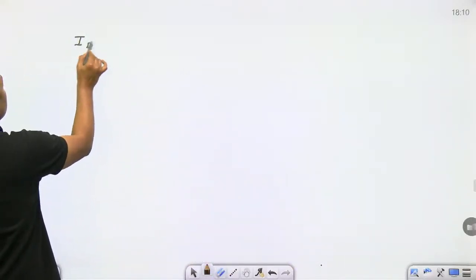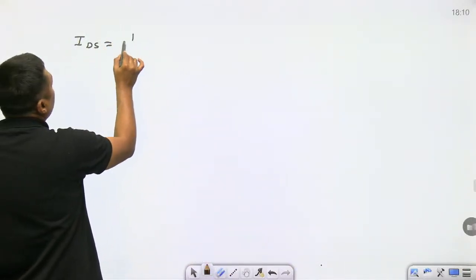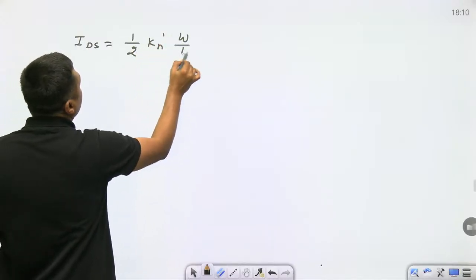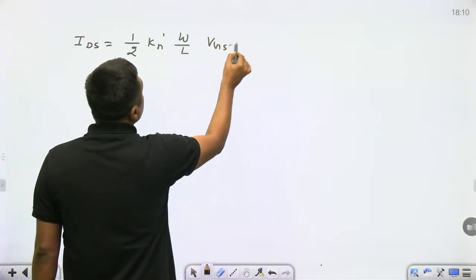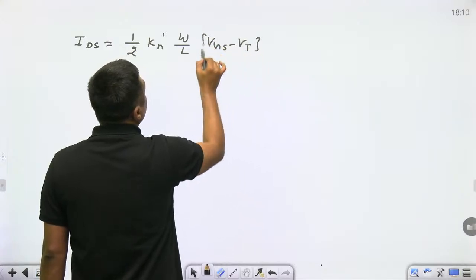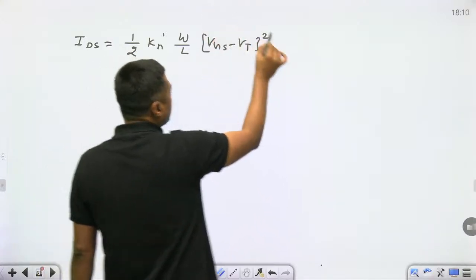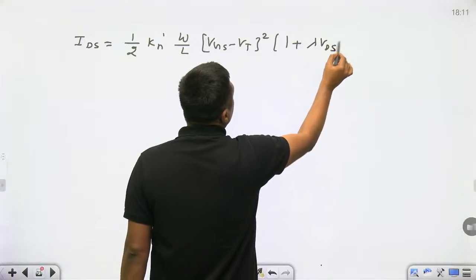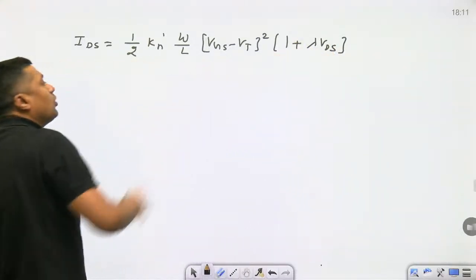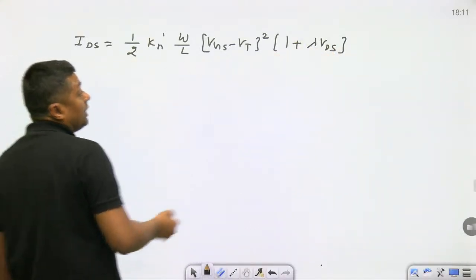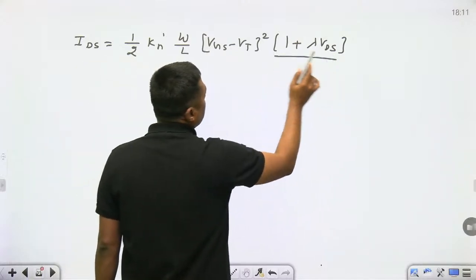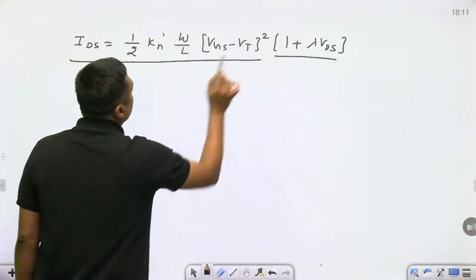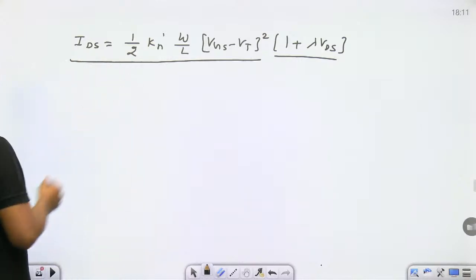ID is equal to half of Kn W by L, VGS minus VT the whole square. When we consider the channel length modulation, there is a factor (1 plus lambda VDS). This is the formula with channel length modulation. But lambda is 0. You have to neglect the channel length modulation. So simply focus on this formula only, because lambda is 0.